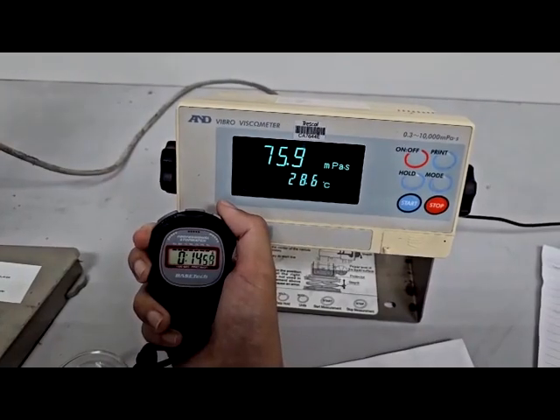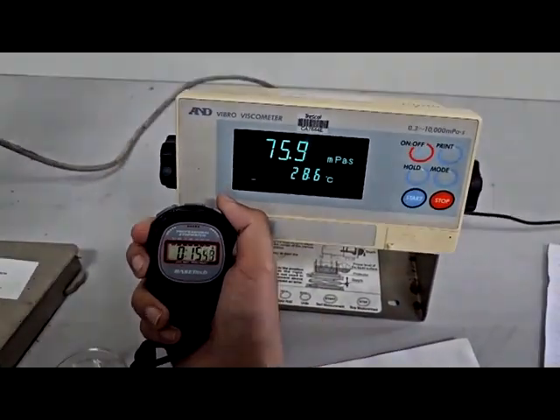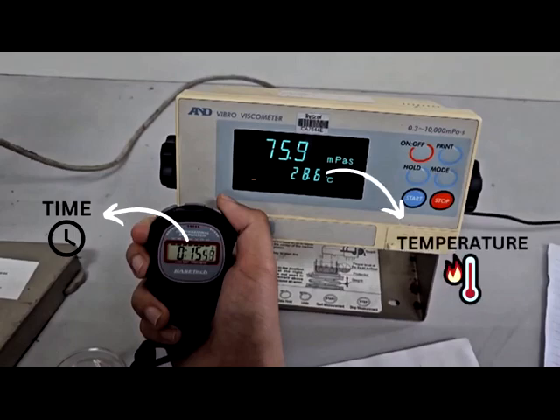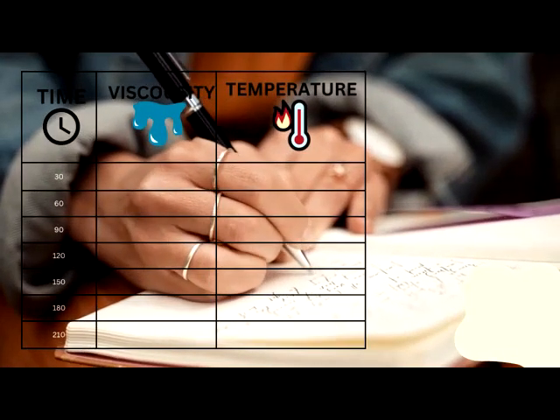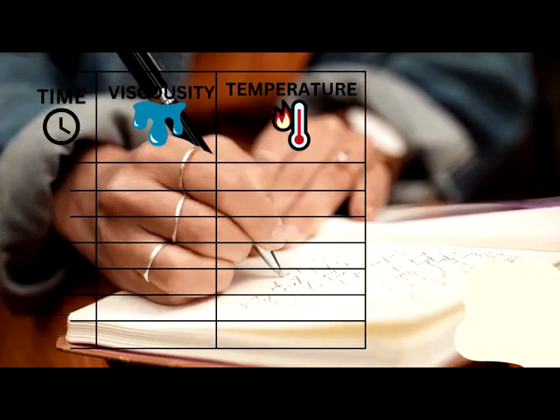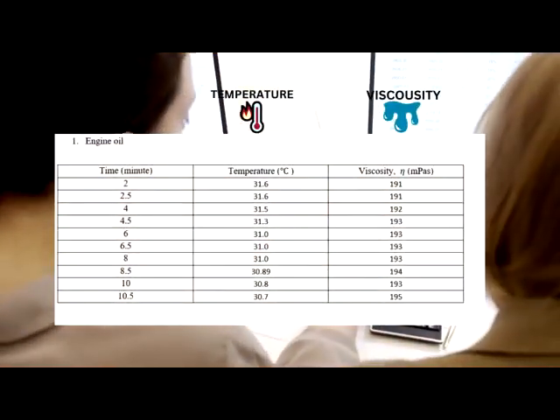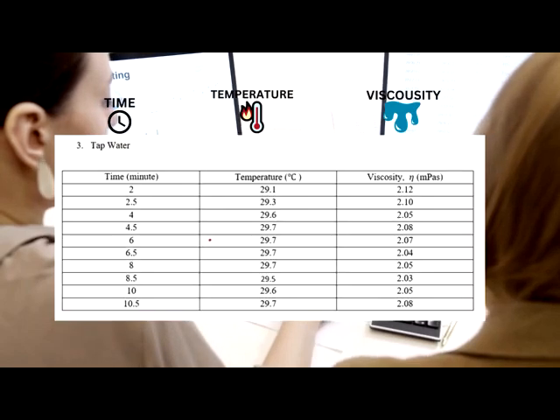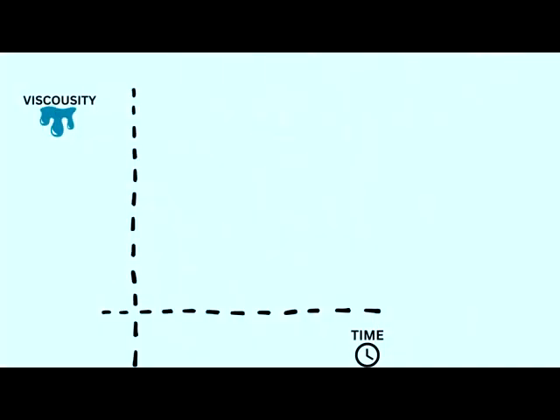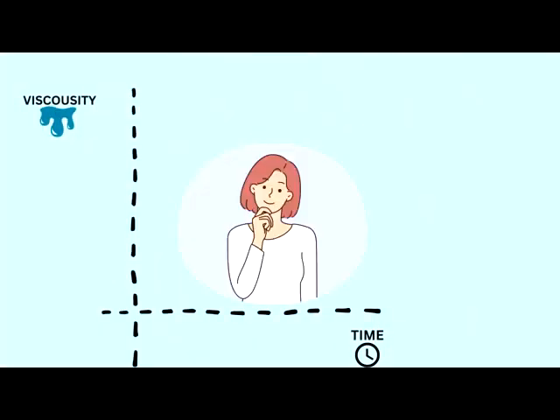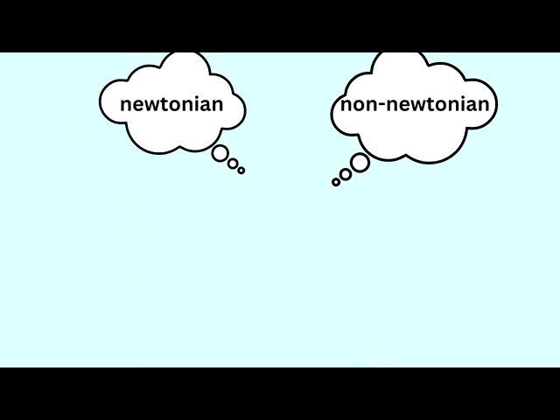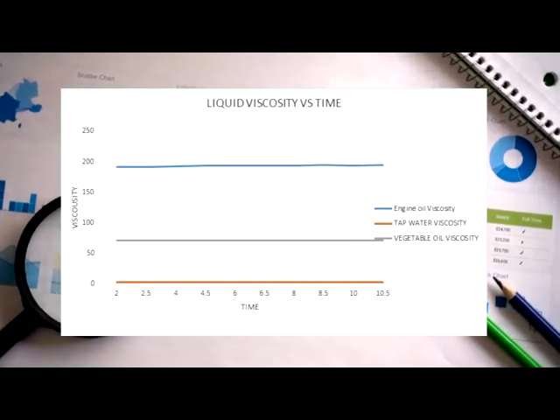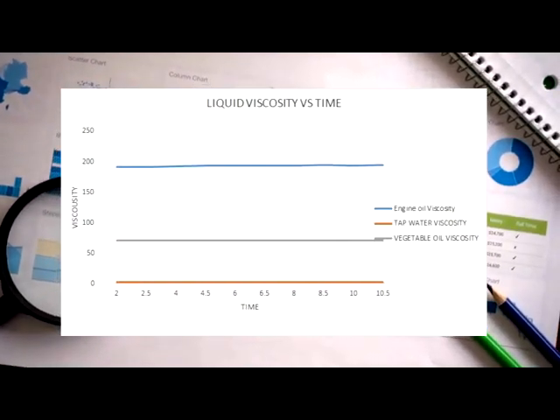In this laboratory experiment, there are three variables, which are the time, the temperature, and also the viscosity. The data obtained is recorded in the table for every 30 seconds for each liquid, which is the engine oil, vegetable oil, and also the tap water. The viscosity and time data is used to plot the graph to determine whether the liquid is Newtonian or non-Newtonian. The graph is plotted in Excel to produce the following graph.